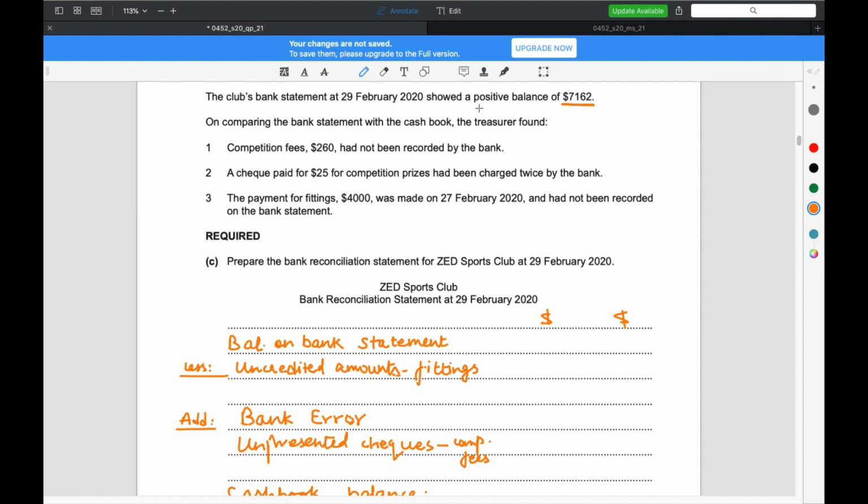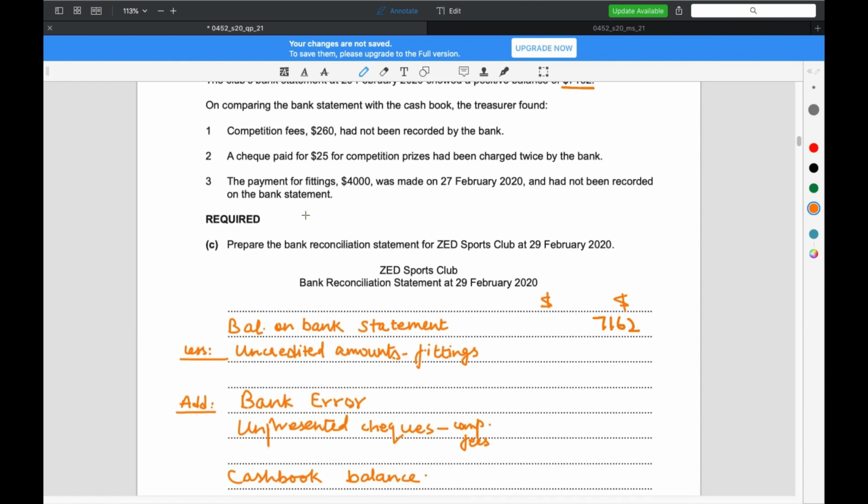So we're going to start from the bank statement balance which he's given you. You can also start from the cash book balance if you find that easy, but in this video I'm going to start with the bank statement balance. So he's giving you a positive balance of 7162, and then he says that competition fees had not been recorded by the bank. So competition fees, and then the check paid had been charged twice by the bank, and then he says the payments of 4,000 was made. I've written it down like this, in the opposite direction.